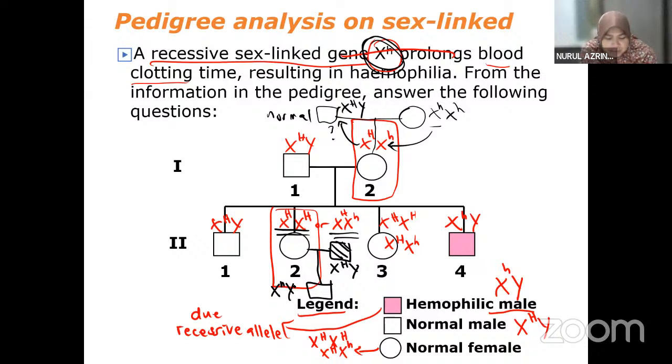Sebab apa? Remember, the son received Y from his father, and this X dapat daripada mak dia. So inilah genotype mak dia, X capital H, X small h. Anak dia ni ada hemofilia, so dia kena ambil X small h daripada mak dia untuk jadikan dia hemofilia. Okay? So that is the answer.